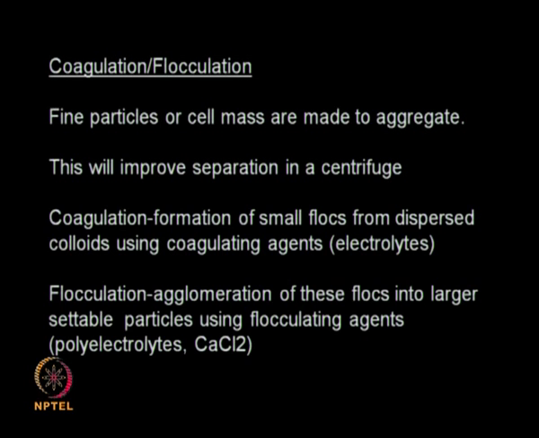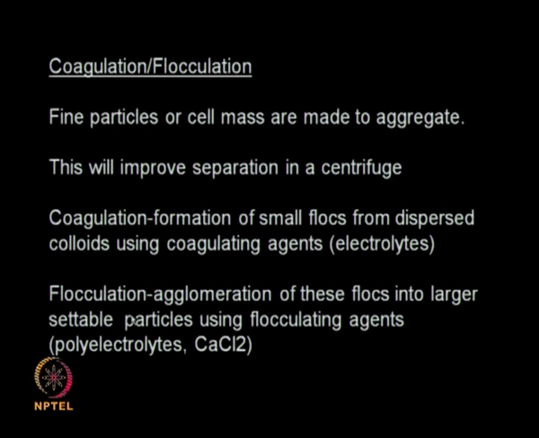So in coagulation, what you do is you are forming small flocks from dispersed colloids using some coagulating agents. So the small flocks are formed from colloids that are well dispersed. So you generally use something called electrolytes. These electrolytes affect their electrostatic charges, so they make these colloids which are far away from each other sort of coagulate and form flocks, and these flocks, if they are heavy, can start settling down, and because the flocks have higher particle size, even in centrifugation they can be easily separated.